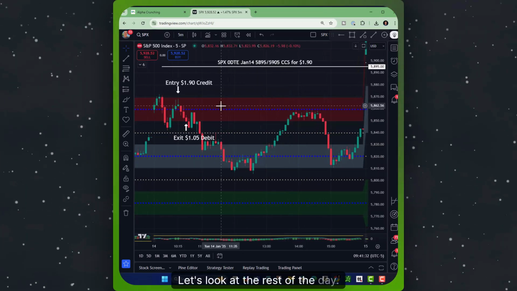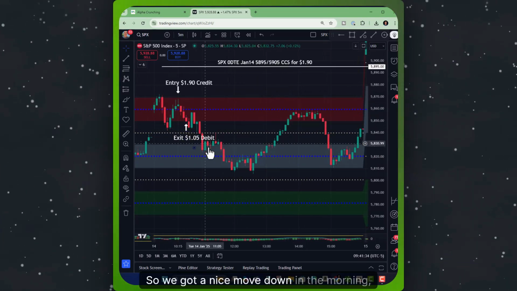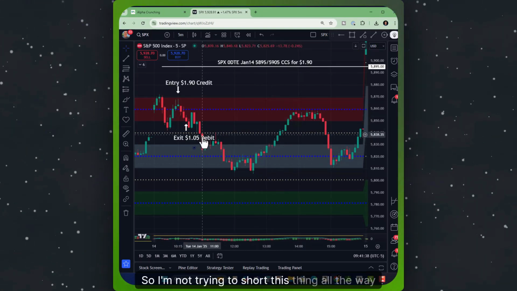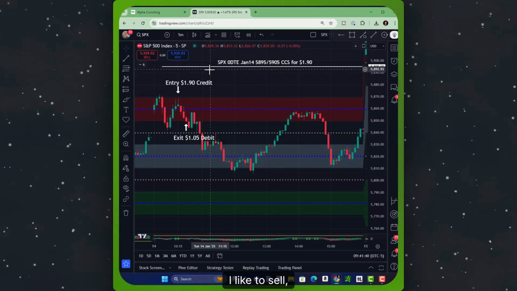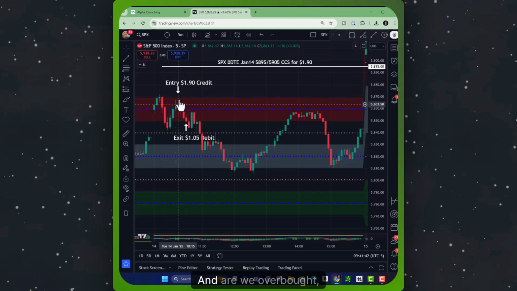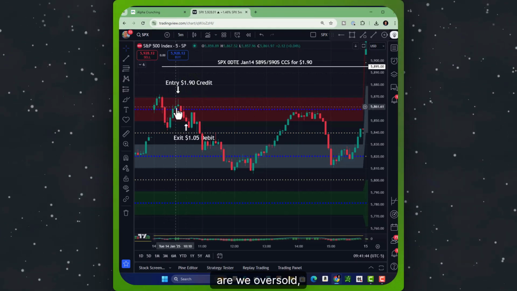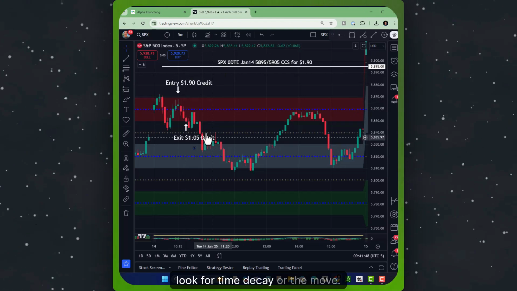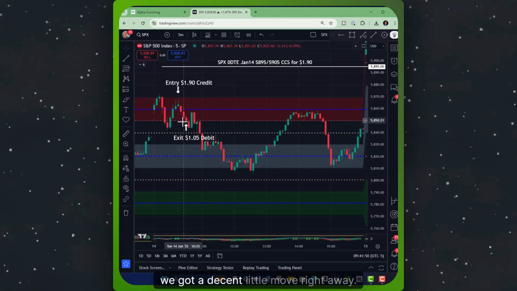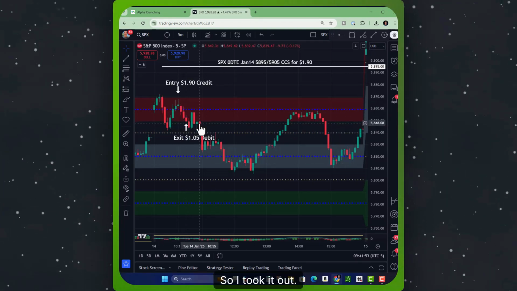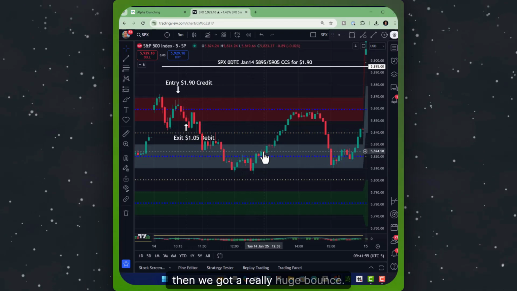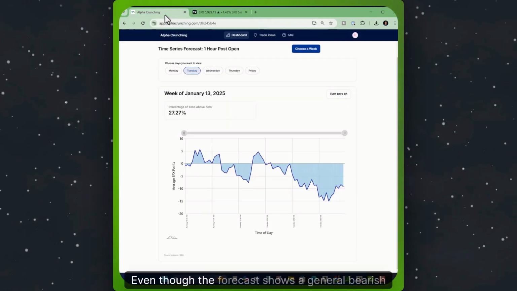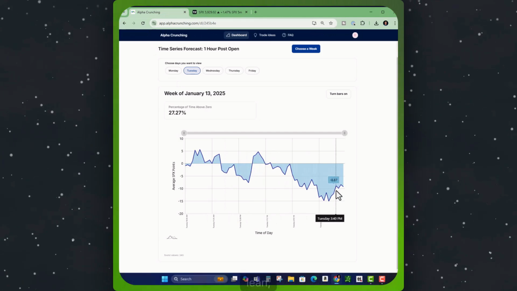Now, this is why I'm not exactly expecting the entire market to be a nice fade all day. Let's look at the rest of the day. We got a nice move down in the morning, but look at this huge midday rally. So I'm not trying to short this thing all the way down. I like to sell where it makes sense. Are we overbought? Are we oversold? Anything like that? Collect that credit, look for time decay or the move. In this case, we got a decent little move right away, so I took it out. But then we got a really huge bounce. So I definitely don't want to be shorting the lows, even though the forecast shows a general bearish lean.